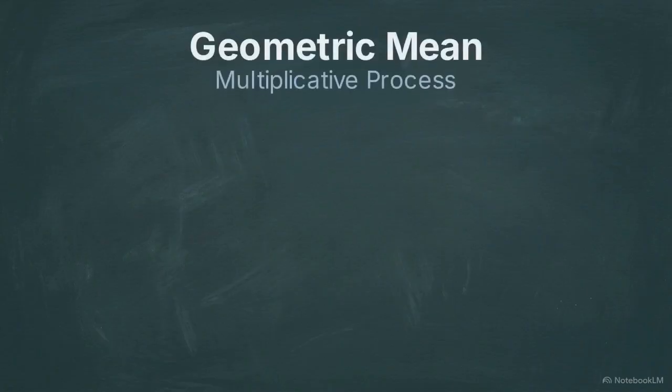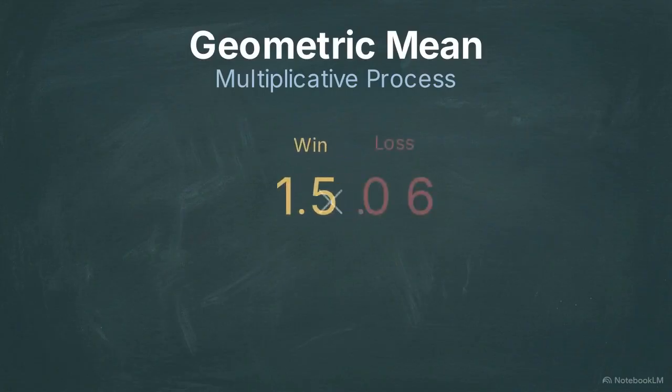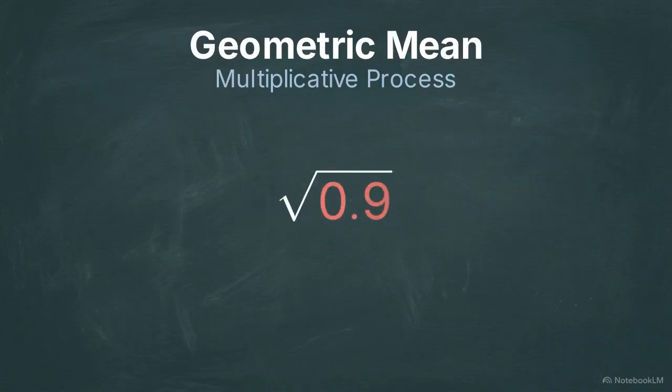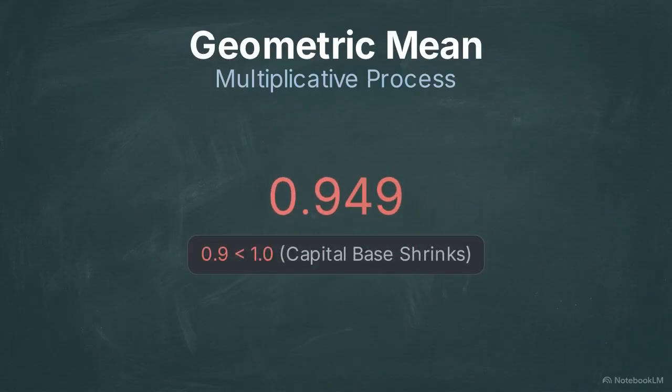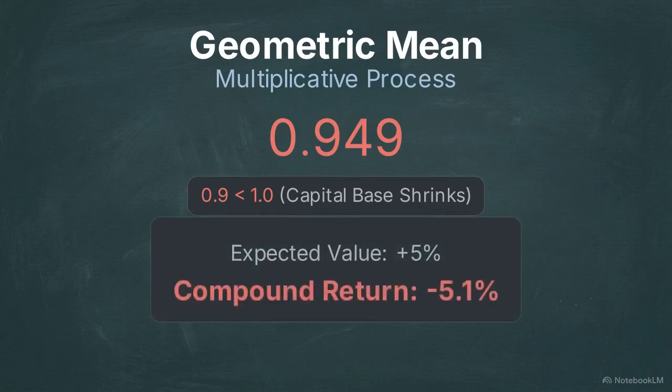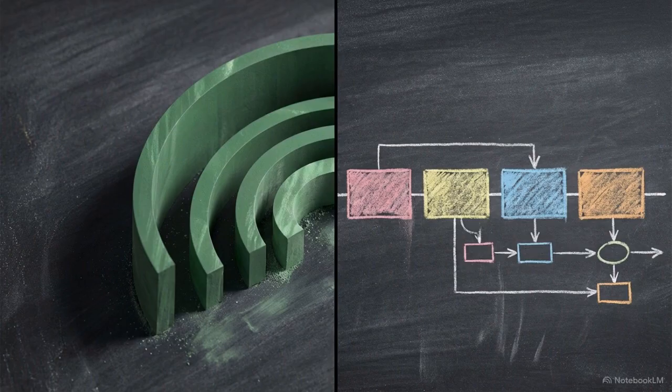To analyze a multiplicative process, use the geometric mean. The equation takes the win condition, multiplies by the loss condition, and finds the square root. It resolves to 0.949, meaning the true compound return is actually negative 5% per round. Expected value generates a highlight reel. The geometric mean shows you the actual game film.